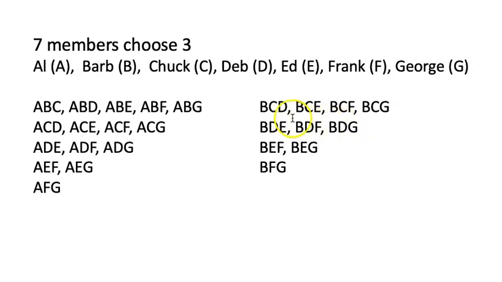Notice how many groups have Barb? 4, 5, 6, 7, 8, 9, 10. But we also have some over here, right? 11, 12, 13, 14, 15. We had 15 groups that had Barb in them. So we've exhausted all of the possibilities for Barb.